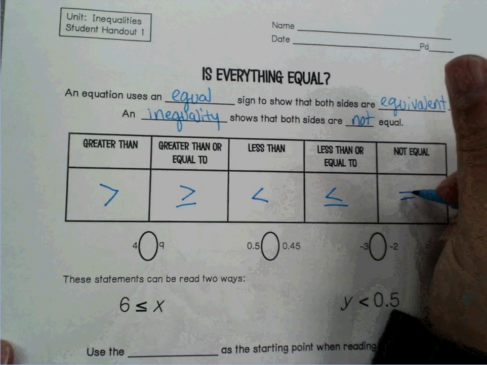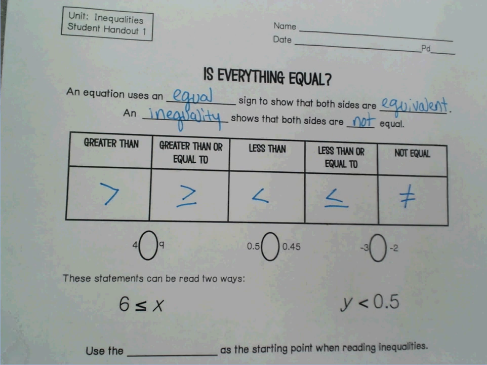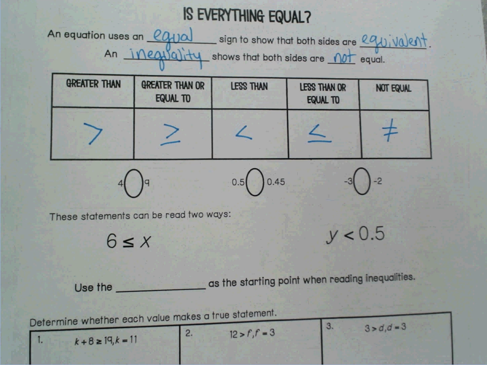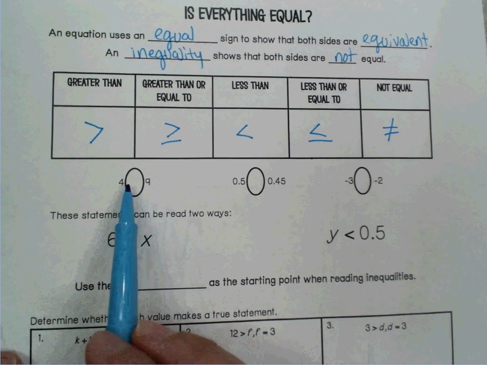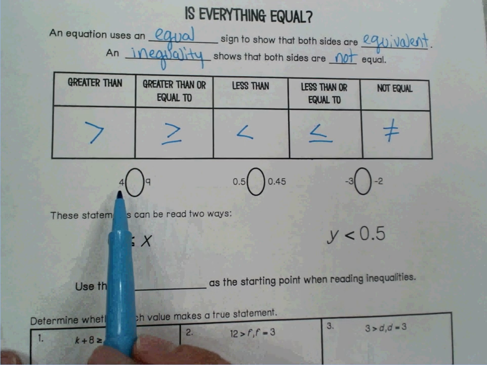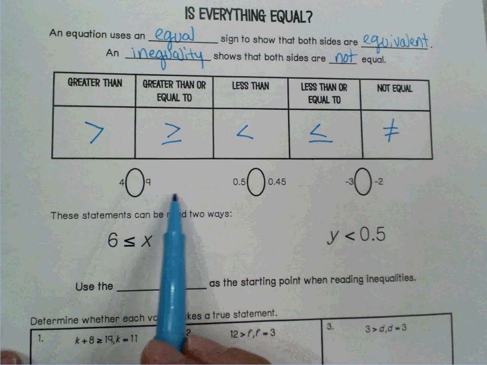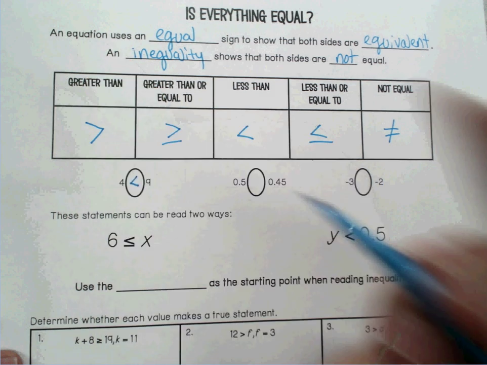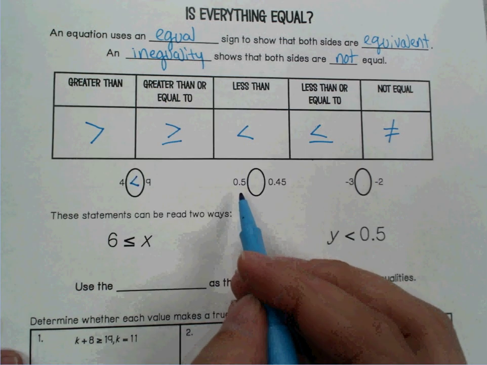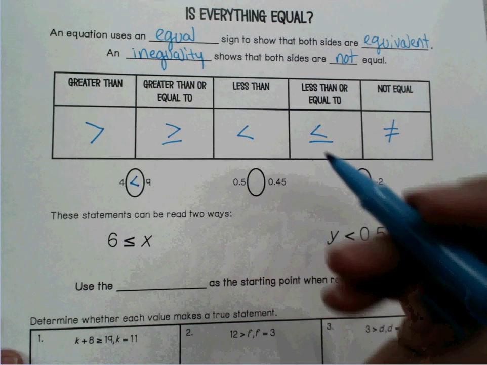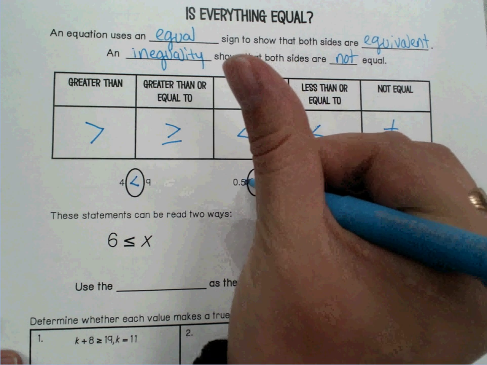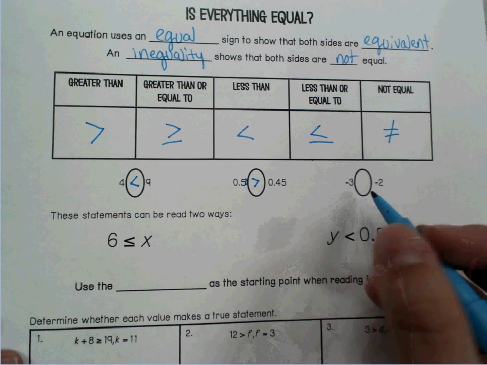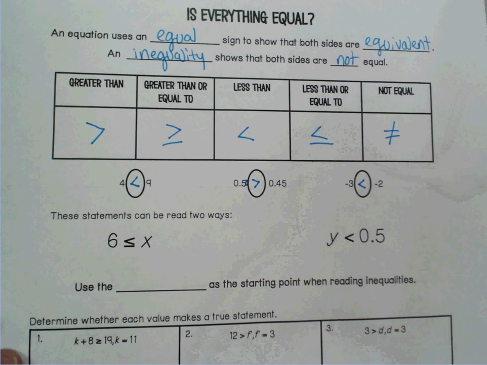And then sometimes you might see a sign that's not equal. It's just an equal sign with a slash through it. So we're looking at these, just filling in the right inequality. Well, if we were to read this, we would say 4 is greater than 9. Or sorry, 4 is less than 9. So we would use our less than symbol. This one, 5/10 is greater than 45/100. Remember, we can put a 0 there, and 0.50 is bigger than 0.45. And then -3 is less than -2.